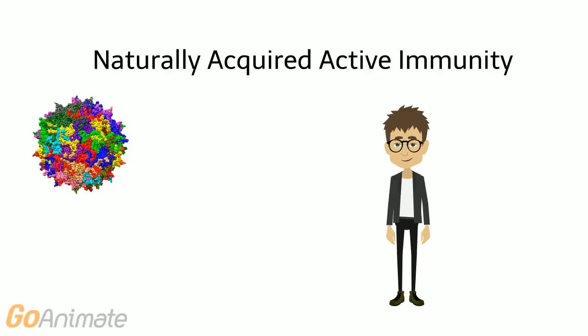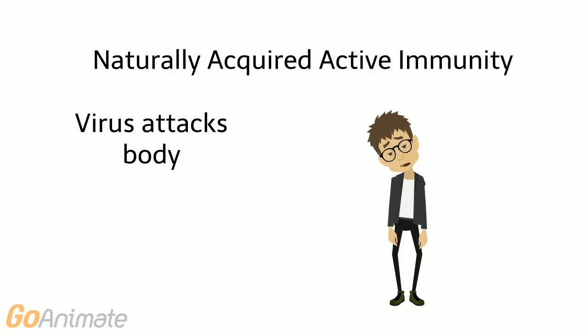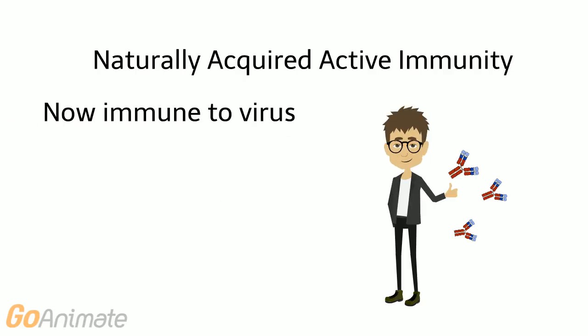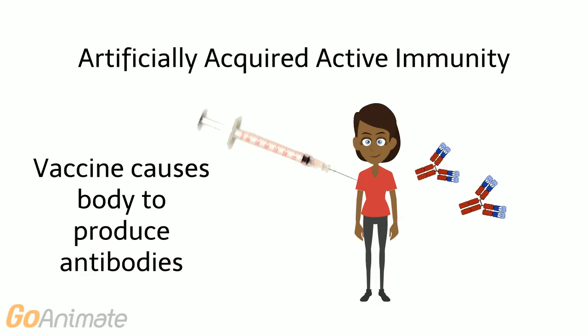There are four types of immunity. In naturally acquired active immunity, the body is exposed to a pathogen and responds by making antibodies. A vaccine is a good example of artificially acquired active immunity. Here, antigens are given and the body makes antibodies to produce the immunity.